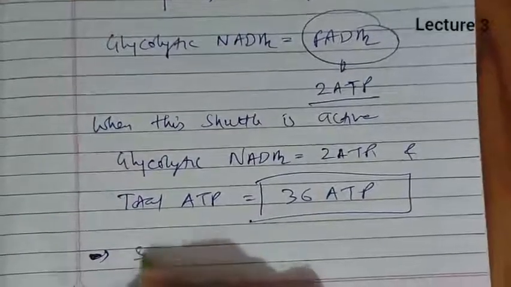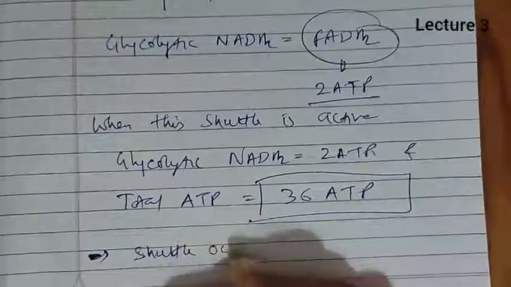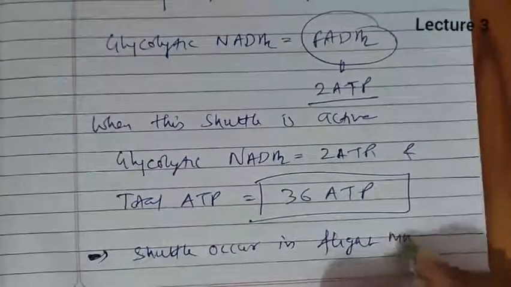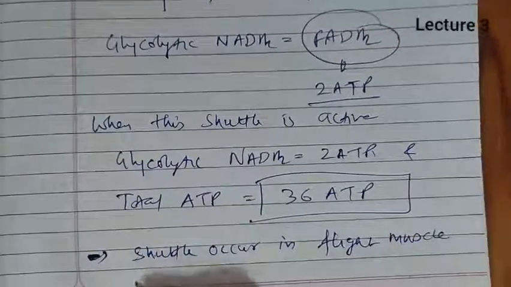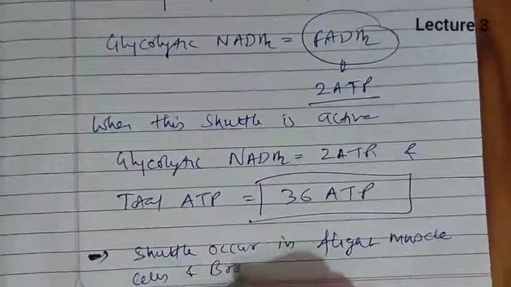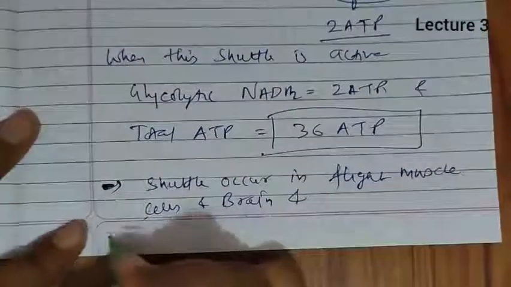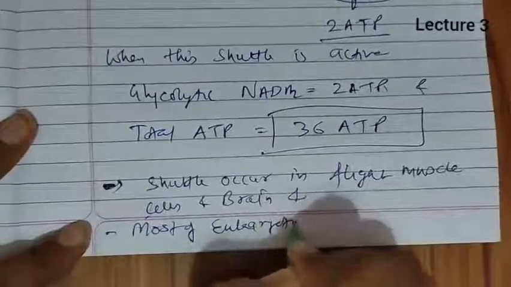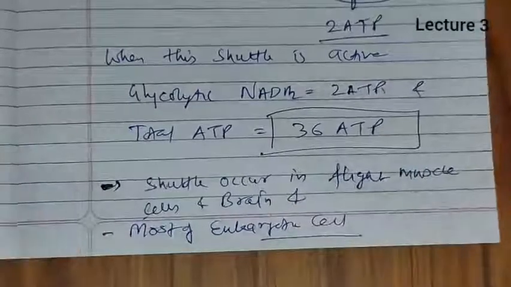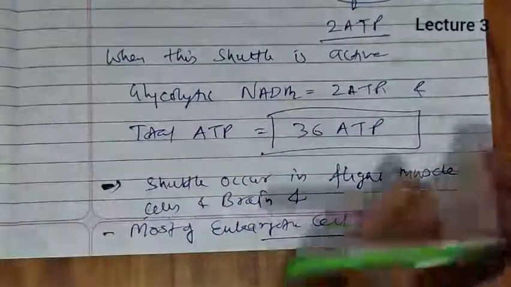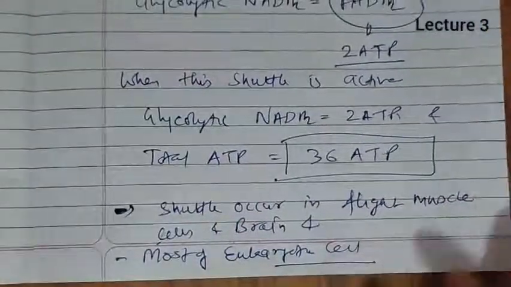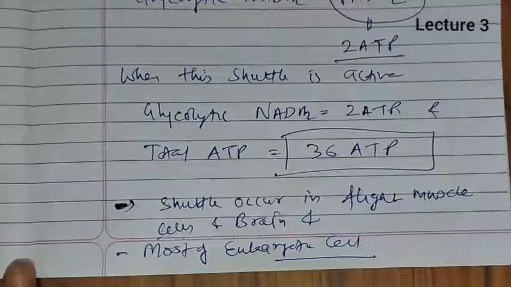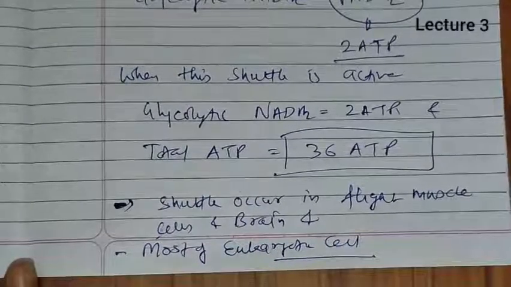Now this shuttle is found in flight muscle cells, brain, and most eukaryotic cells. This shuttle system is absent in prokaryotic cells, that you should remember. So this is the way how the 36 and 38 ambiguity can be solved.